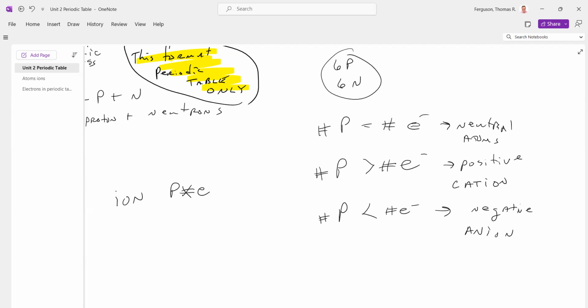Okay, so ions. When the number of protons does not equal the number of electrons, that's considered an ion. When they're equal, it's considered a neutral atom. And there are more ions in the world than neutral atoms.